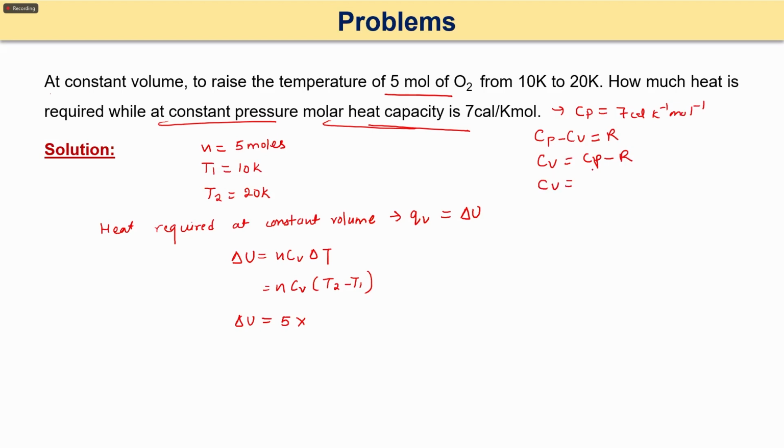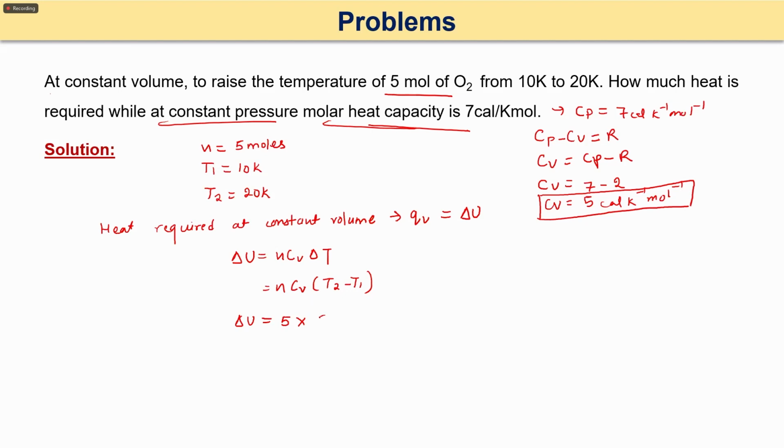If this is the case, your Cp is 7, minus R, which is 2 calories per Kelvin per mole, then your Cv will become 5. Okay? So your Cv will become 5 calories per Kelvin per mole. So now we have the values of n, Cv and T2 minus T1. Let us just put this in this equation and solve.